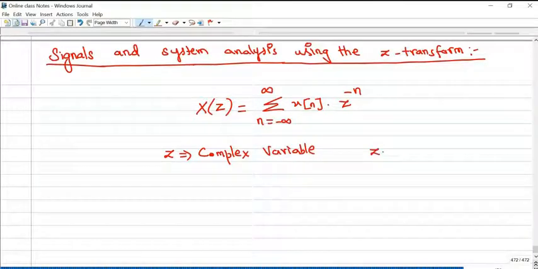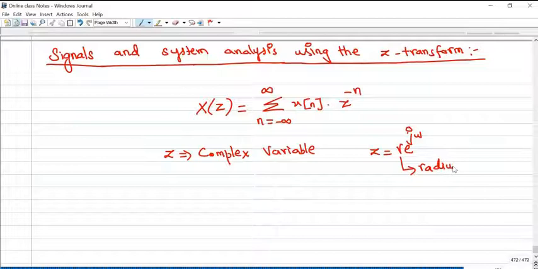And the value of Z equal to R e power j omega. So in Z transform, the region of convergence we represent in the form of a circle only. R is the radius of that circle. Okay, so this is the formula.